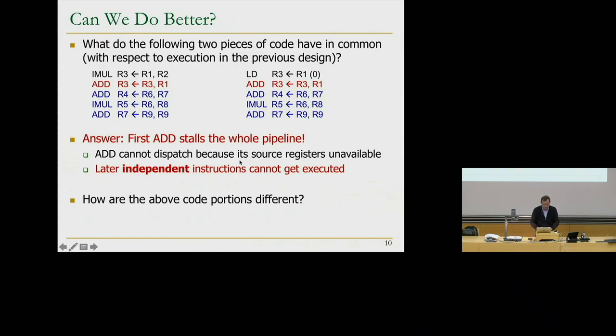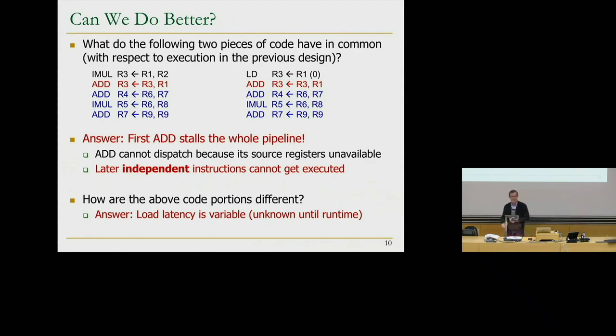So, okay, how are the above code portions different? Load latency is variable. I've already given you that. Multiply latency is usually not variable, but it could also be variable. You know, it depends on the value that you have. If one of the operands is 0, you may have a shortcut in hardware that directly gives you 0, right? You have a 0 checker. As opposed to doing the multiply cycle by cycle, you just check if any of the operands is 0 and you return a 0. So that could also be variable.